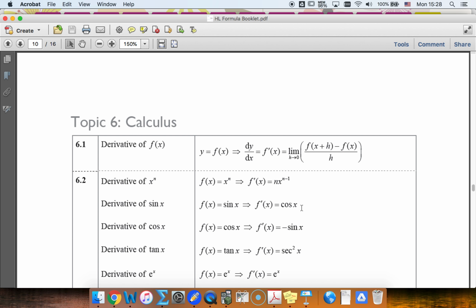Derivative of sine is cosine. Derivative of cosine is negative sine. Later on, we're going to prove that the derivative of tan is secant squared, but we're not going to look at that just yet.